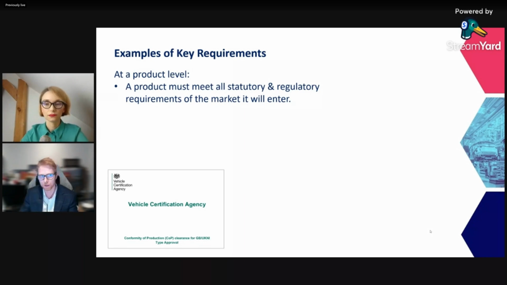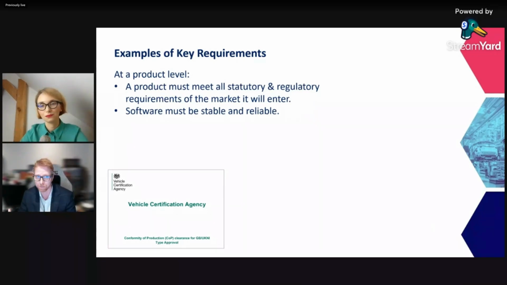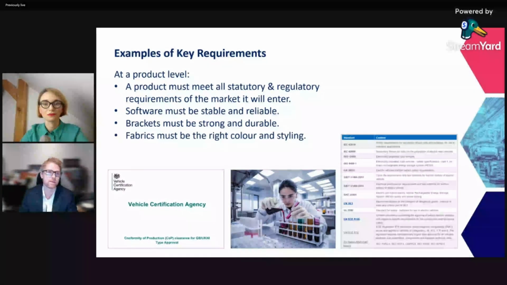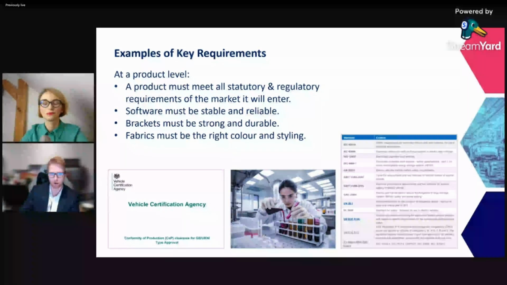If you sell to the EU, there are UN ECE requirements in automotive. If it's the UK, there are VCA requirements, as you can see on the screen. It depends on what you're selling your vehicle or your components to. And the next stage to this, Agatha, would be, as we can see, the software needs to be stable and reliable. Obviously, it can't break randomly and have bugs. If it's a bracket, it needs to be strong and durable for the lifetime of the vehicle. And for example, fabrics, like seating textiles, need to be the right color and styling. So they're all key requirements.